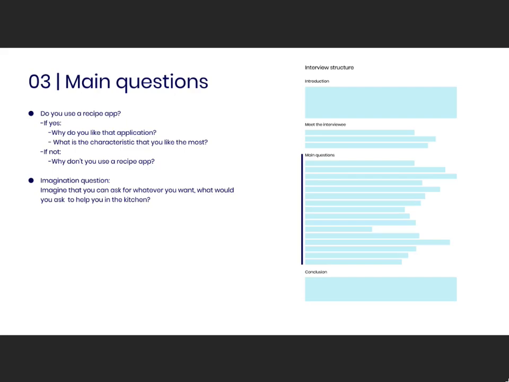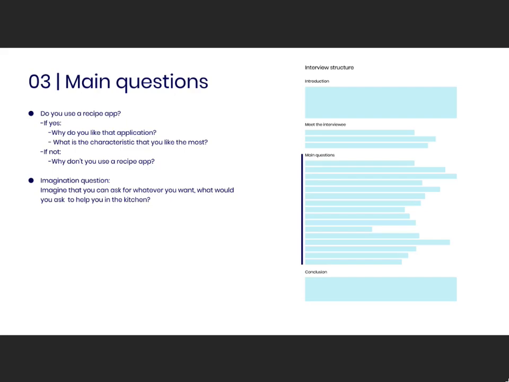Sometimes we want to ask a closed question because we use it to guide the next bunch of questions. We can ask something like, "Do you use a recipe app?" If the user says yes, we can ask them, "Why do you like that application? What is the characteristic that you like the most?" If the user says no, we can ask something like, "Why don't you use a recipe app?"